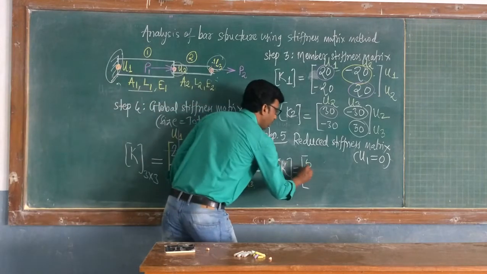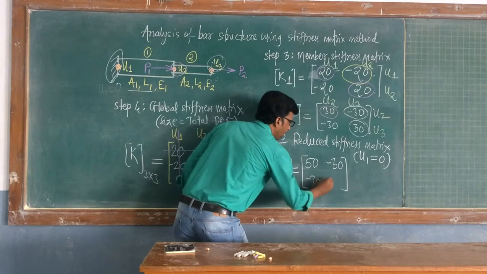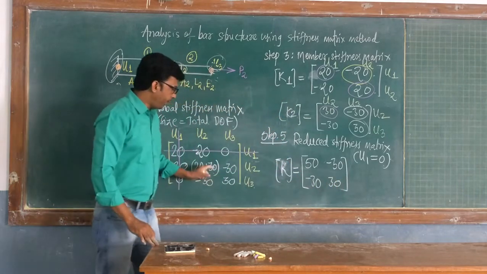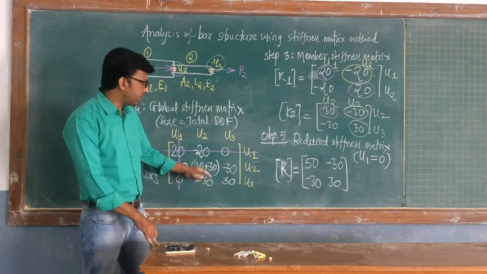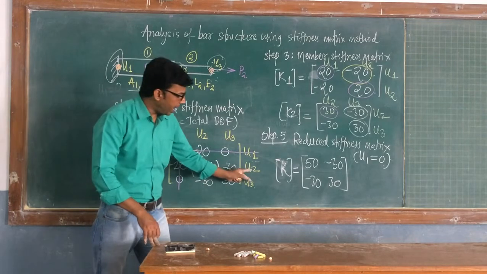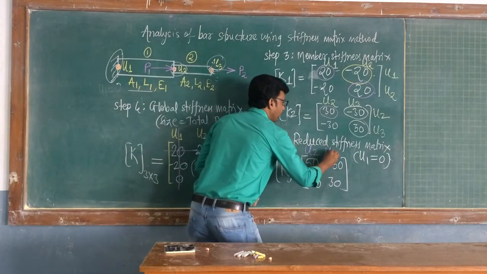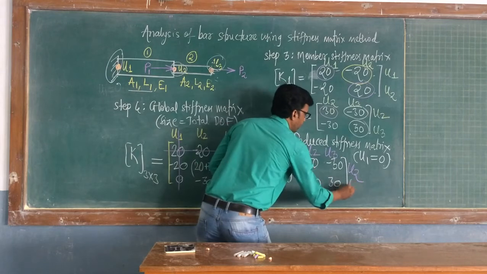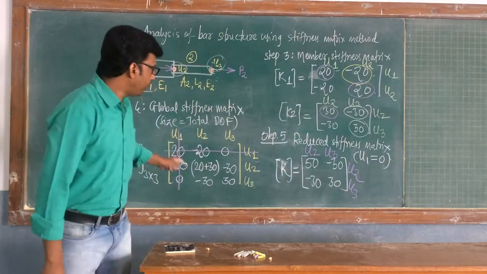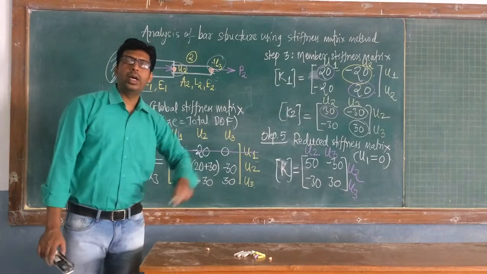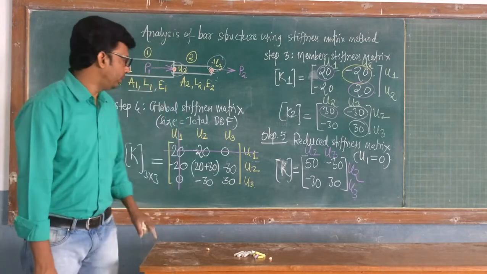Remaining stiffness matrix is 20 plus 30, 50, minus 30, minus 30, 30. Corresponding displacements are U2, U3 and U2, U3. So these are the corresponding displacements. So after the global stiffness matrix, find out the reduced stiffness matrix.